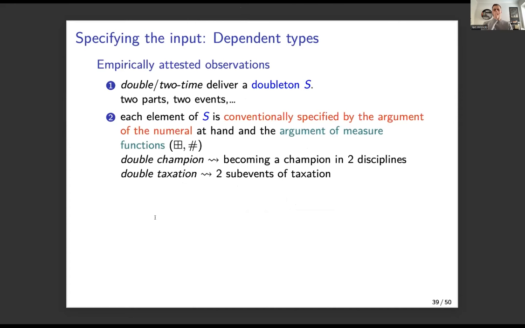So we're going to use the same general machinery, but let's first have a look at some empirical reasons for this. We know that if you have 'double' or 'two-time', these deliver a doubleton set, like two parts or two events. And we also know that each element of this doubleton set is conventionally specified by the argument of the numeral at hand, as well as the argument of measure functions. So if you have 'double champion', just to repeat, what is entailed is that there are two disciplines. And if you have 'double taxation', what is entailed is that there are two sub-events of taxation.